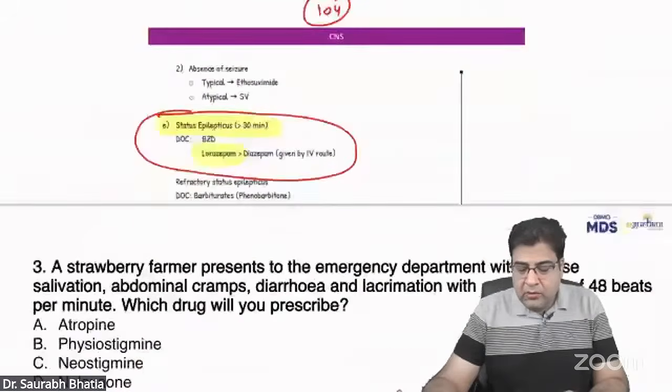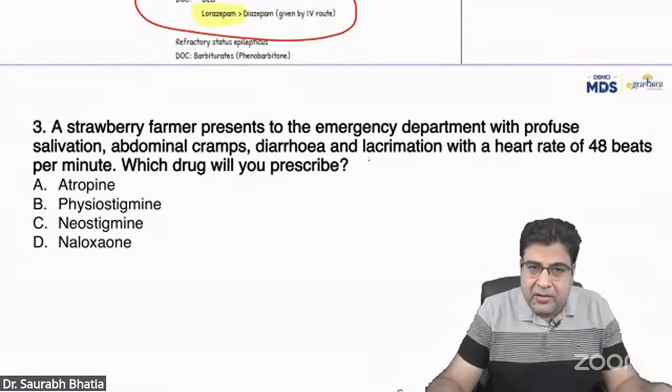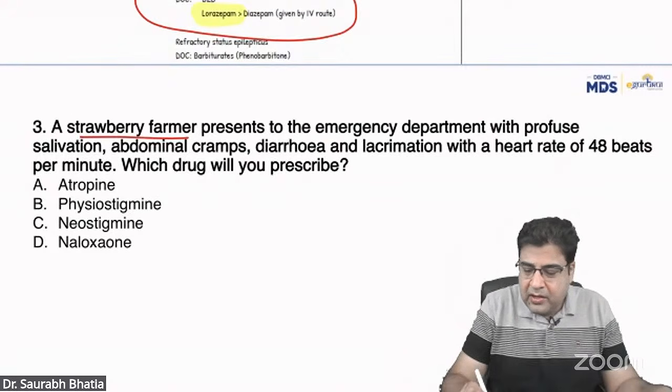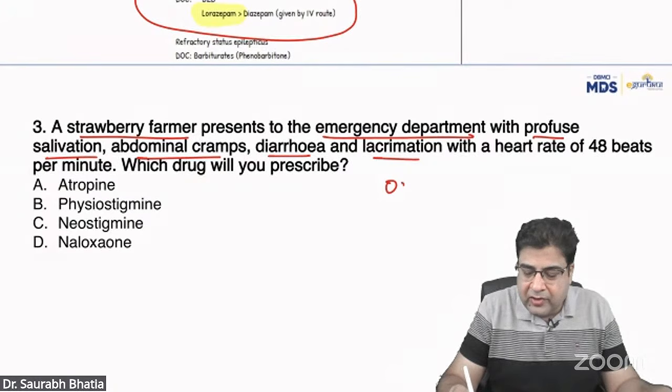Right. Now, question number 3: a strawberry farmer presented to the emergency department with profuse salivation, abdominal cramps, diarrhea, and lacrimation. So it's an organophosphate poisoning.